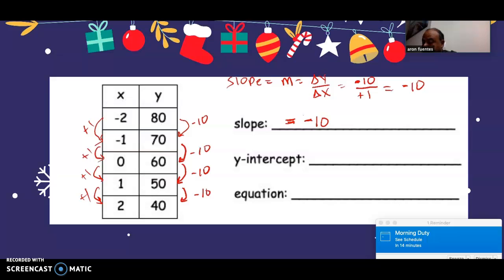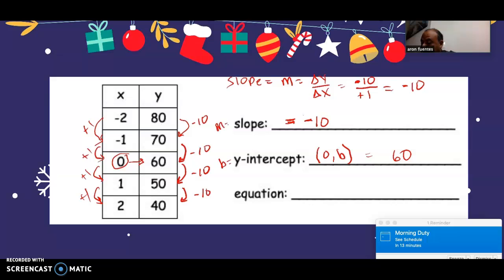Now my y-intercept, remember that my y-intercept is the point where the line crosses the y-axis, or it's also the value of y when x is 0. So if we look over at the table and we look at the value when x is 0, we have to look straight across from it to the y value, and that would be our b. So then our b here would be 60.